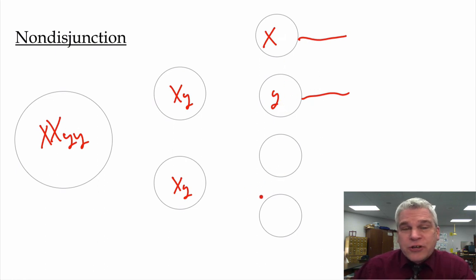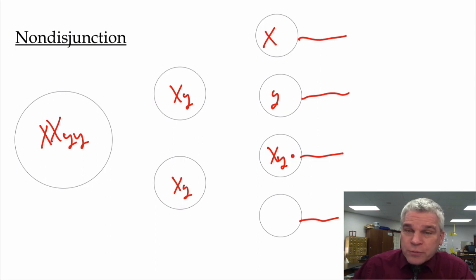But during non-disjunction, they don't separate. So they stay together. So that becomes a sperm cell that has now 24 chromosomes. And this sperm cell only has 22 chromosomes. In the case of humans, whenever we don't have 46 chromosomes, that always causes some issues. In most cases, it is fatal. The developing fetus simply won't survive, but there are some exceptions to that. We're going to take a look at just a couple of them.